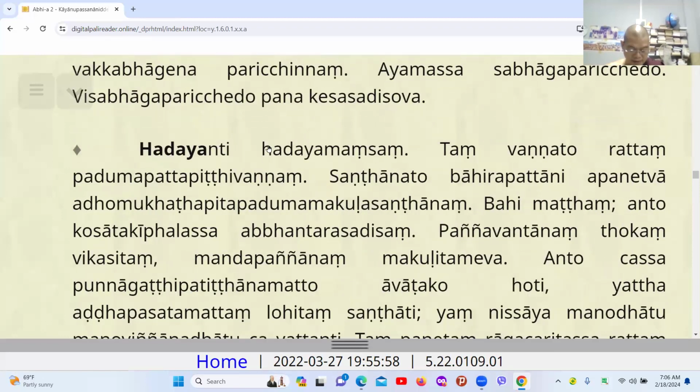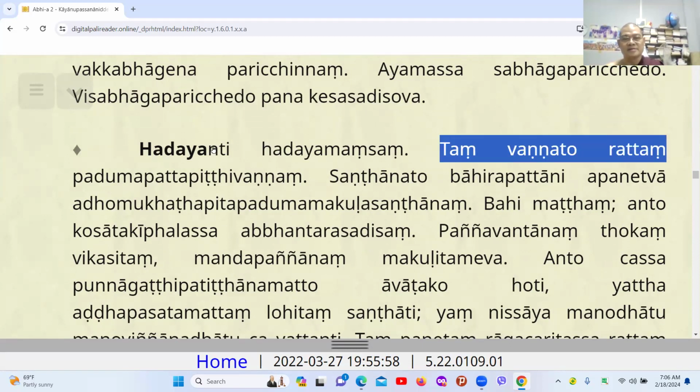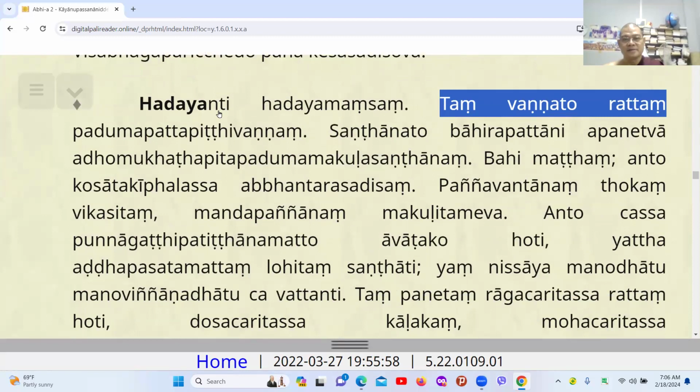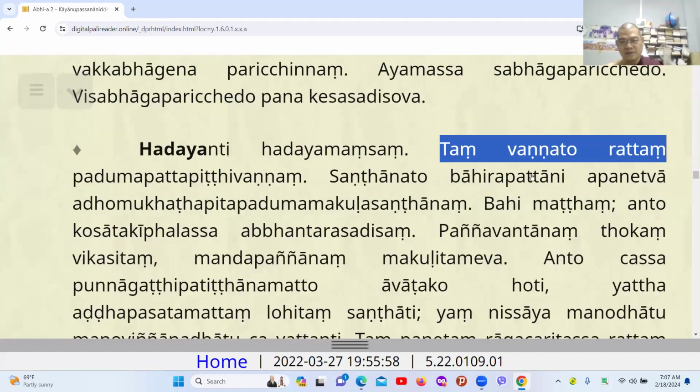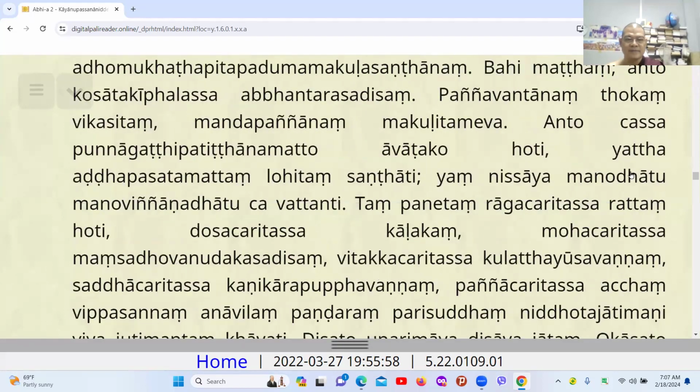So Hadya Masa, the flesh of the heart. Wanado Rata, it is red. The color of the heart is red. So if you see the heart, not everyone has a red color, the Hadya. I think they have different colors also maybe. I'm not sure. So according to the commentator, the color of the heart is red color, Rata.